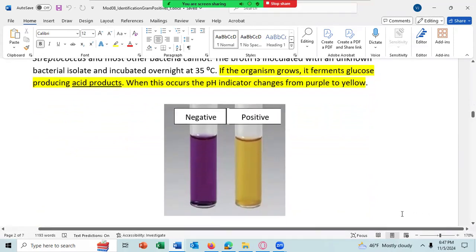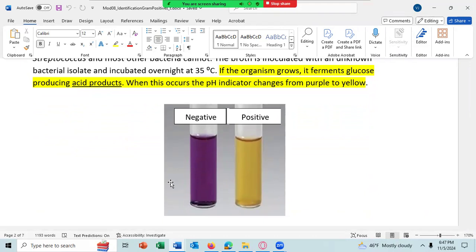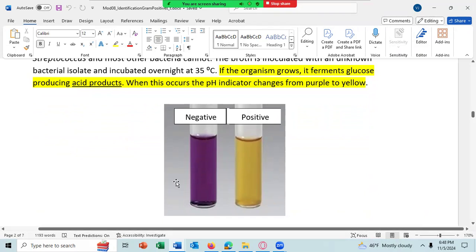If the organism grows in the media and ferments the glucose in the media, you'll get an acid product changing the pH and the color of the media from purple to yellow. So this is a negative. Either there's no bacteria in here or the bacteria cannot ferment glucose, and the media will stay purple. If the bacteria can ferment glucose, the media will change to yellow, and this will be the SF broth test positive result.